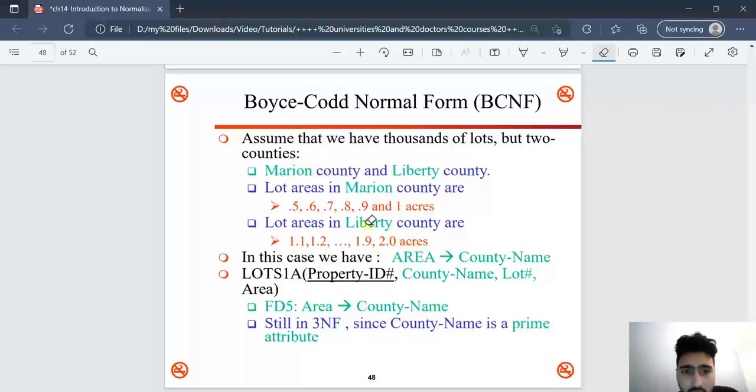So here the area, from 0.5 to 1, tells us that this lot is in Marion, and if we have an area from 1.1 till 2.0, then this lot is in Liberty. From this comes the following functional dependency: area derives the county name, or the county name depends on the area.